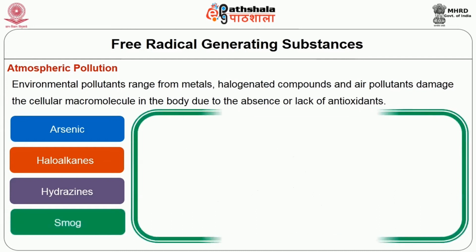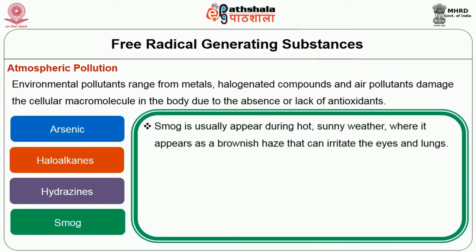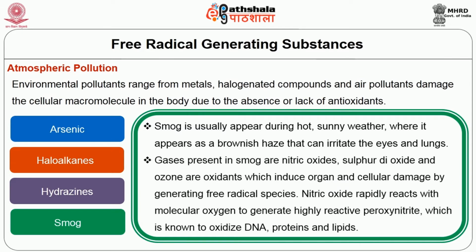The next pollutant is smog. It usually appears during hot sunny weather, where it appears as a brownish haze that can irritate the eyes and the lungs. Gases present in smog are nitric oxide, sulfur dioxide, ozone and oxidants, which induce organ and cellular damage by generating free radical species.